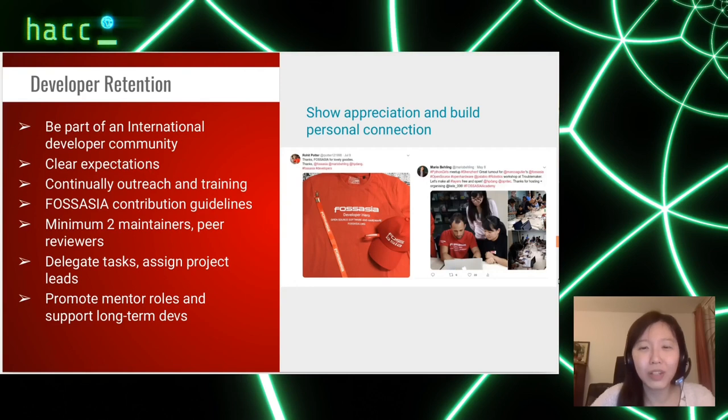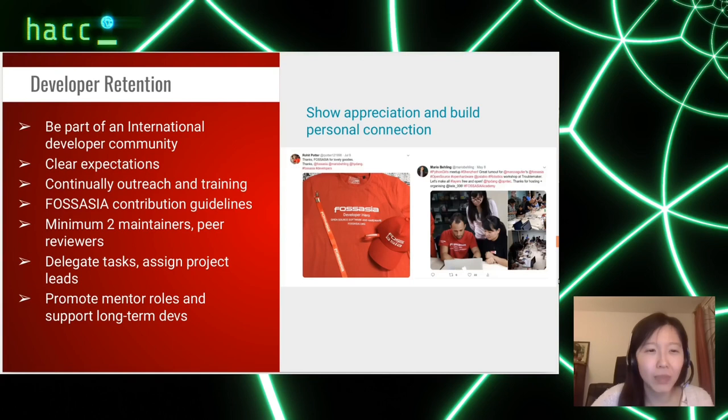When you build an open source project, you need to be aware and understand that at one point people will move on. People need to go on with their life. They find something else that is more interesting. It's difficult to keep people continuously engaged over the years. Therefore, it's important to always reach out to more people in the community, and try to engage and train newcomers.